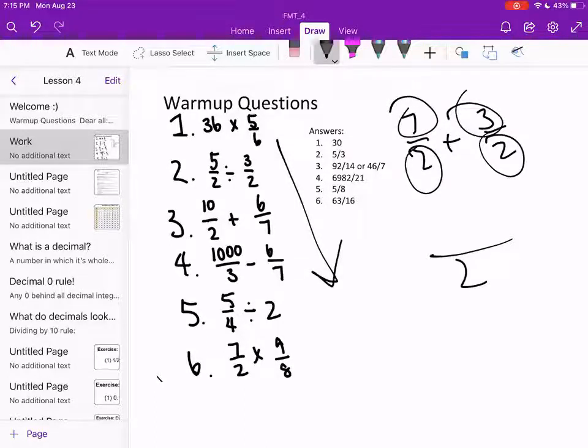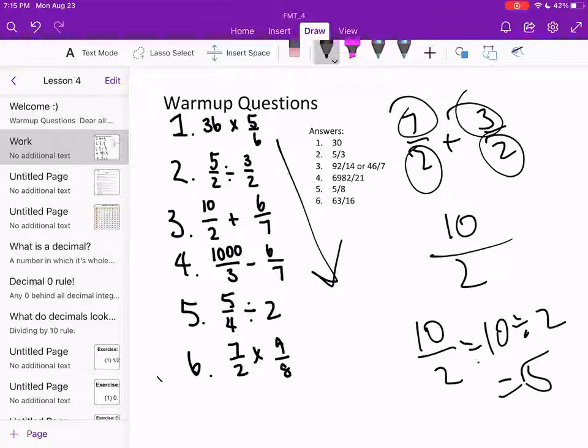So then that would just look like 10 over 2. 10 over 2 is also equal to 10 divided by 2, which would equal 5. So that's a basic way to do addition, right?